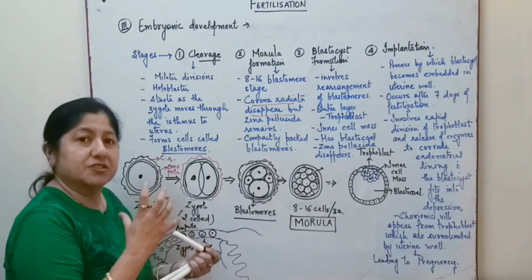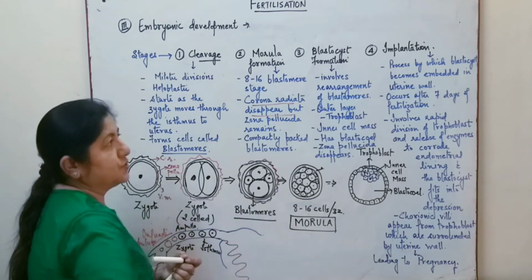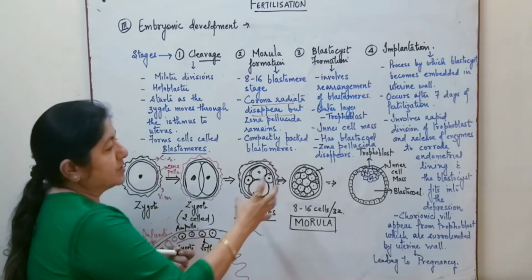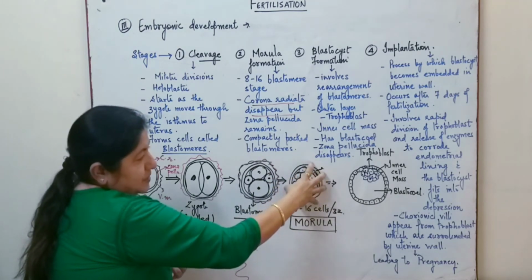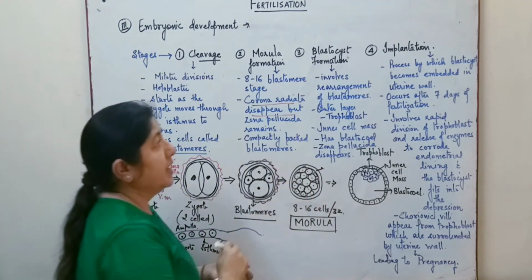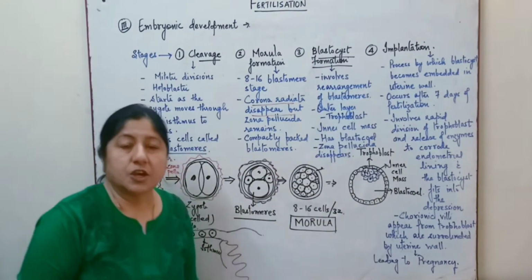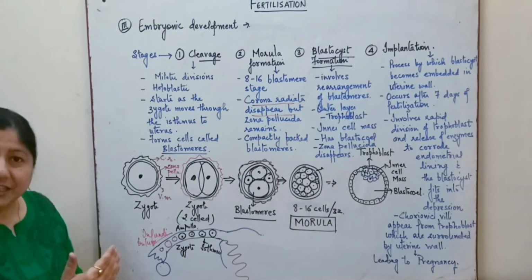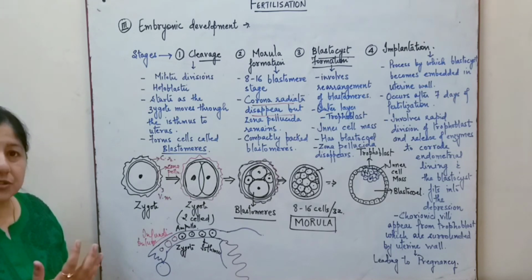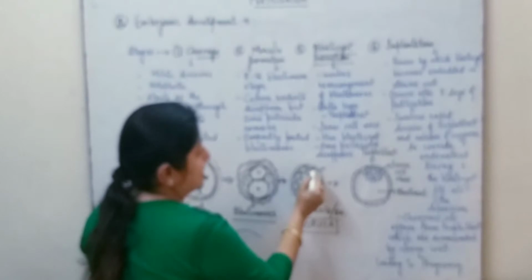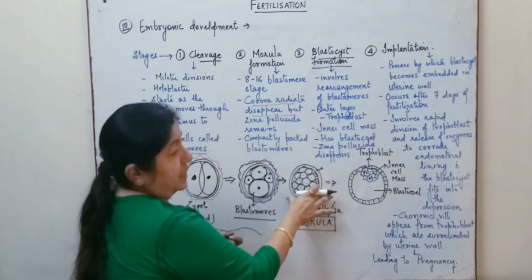When we observe the morula stage, we find that the cells are almost the same size, and it next leads to the formation of the blastocyst. So the next stage after the morula is the blastocyst, where the rearrangement of the cells of the morula takes place.